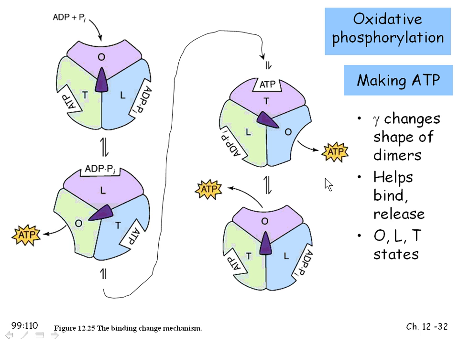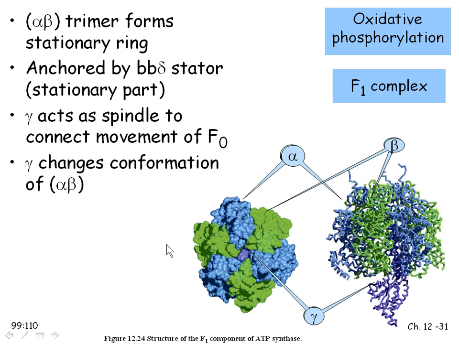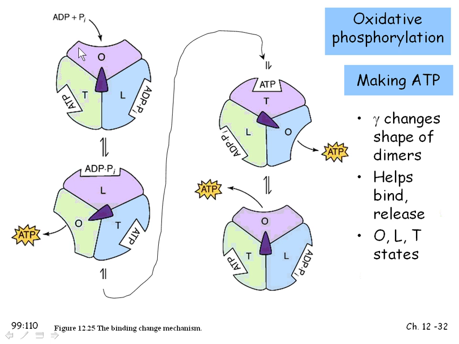Other questions? Okay. Oh, sorry. Yes. This one? Uh-huh. Right. Okay, so the one blue and one green is an alpha beta dimer, and another blue and green is a second alpha beta dimer, and then this one is the third alpha beta dimer. Okay? So on this slide, lavender is an alpha beta dimer, green is an alpha beta dimer, blue is an alpha beta dimer. Okay?